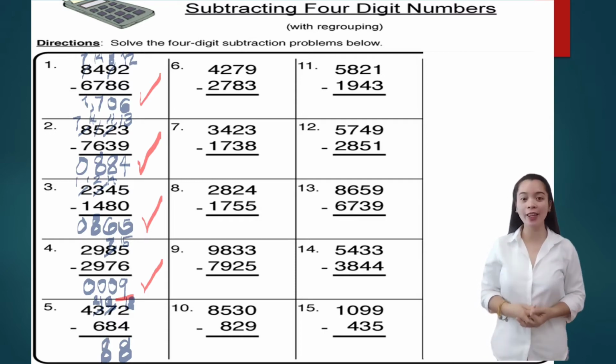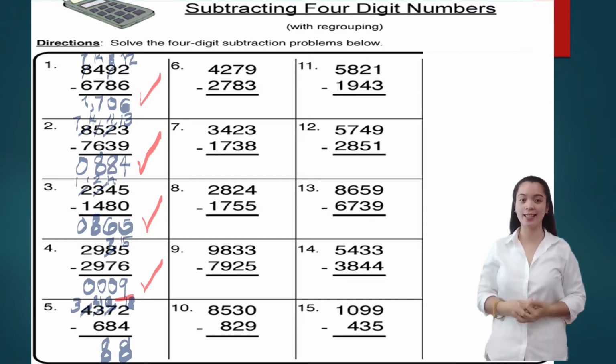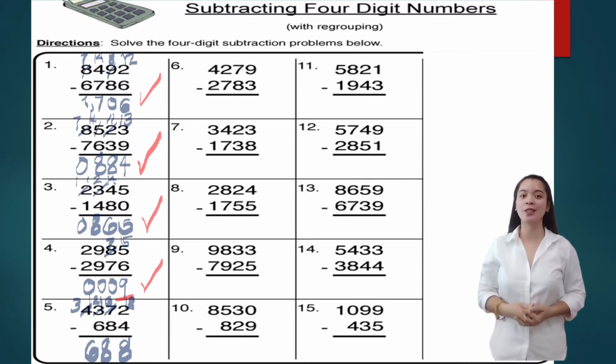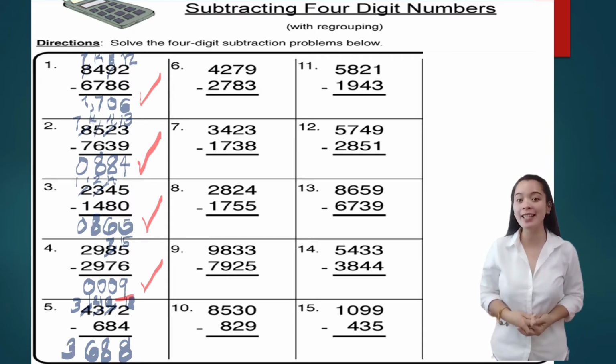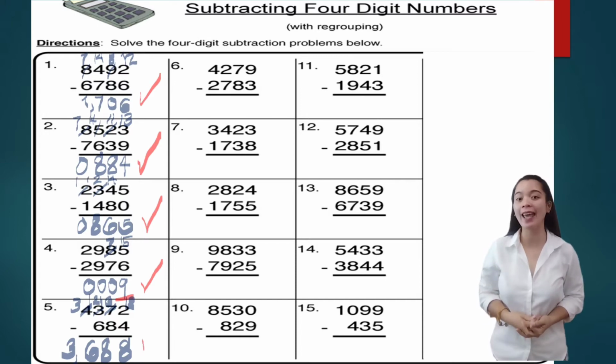So let's have 2 minus 6 cannot be, so let's borrow from 4. 4 becomes 3 and 2 becomes 12. So 12 minus 6 equals to 6. And let's bring down 3. So our answer is 3,688. Who got the correct answer? Good job, kids. Check your work. Very good.